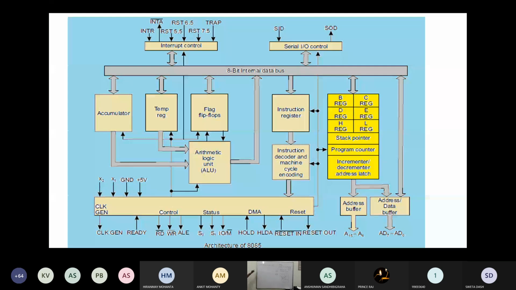But prior to that, the instruction set of 8085 is basically divided into arithmetic operations and logical operations, and that's all.